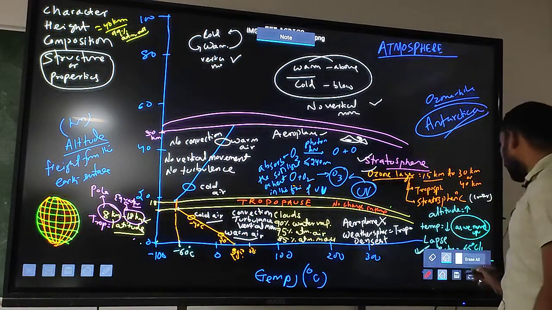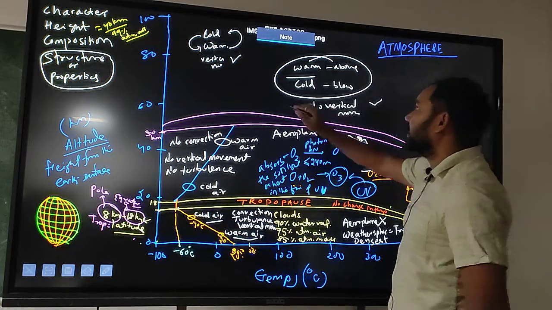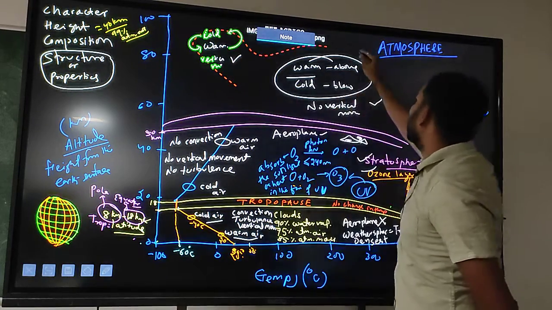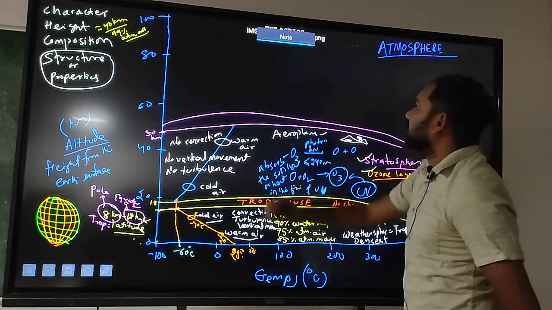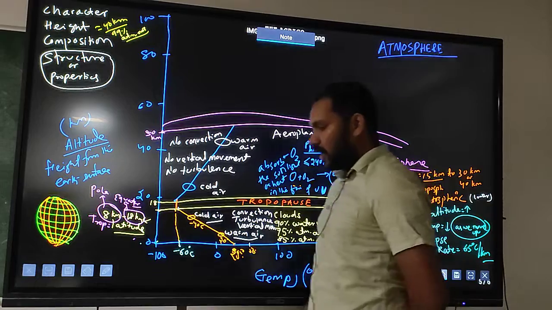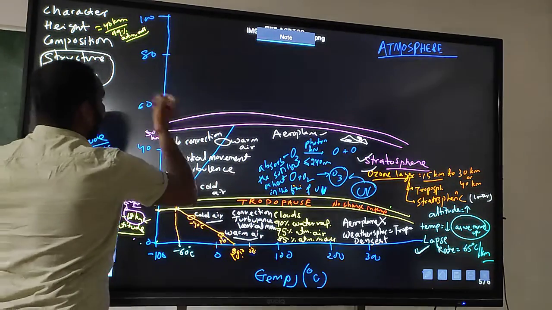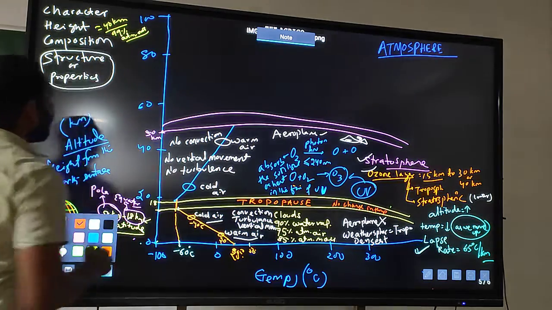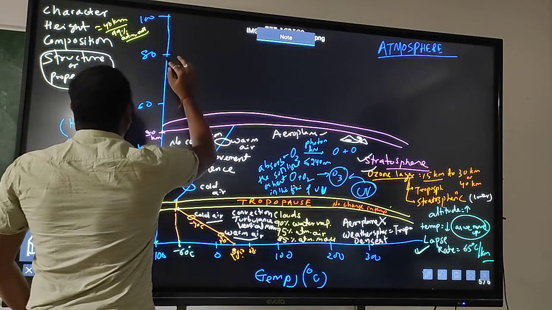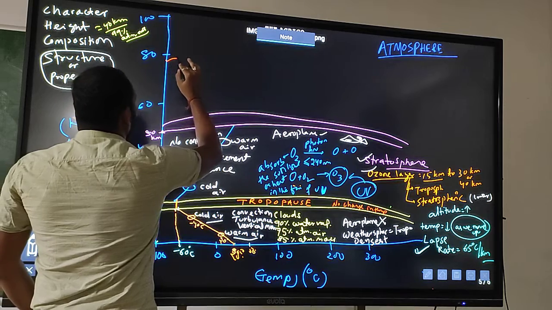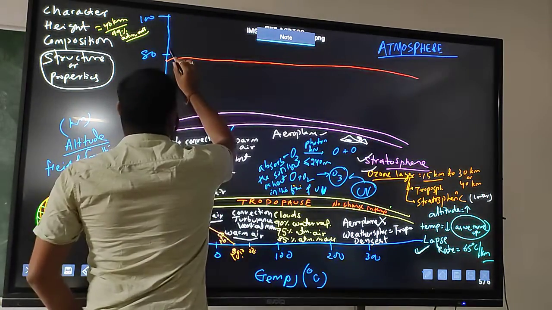So now let us move to the next zone. After the troposphere and the stratosphere, there will be the mesosphere. If I go to the mesosphere, it will extend somewhat from 80 to 85 kilometers.